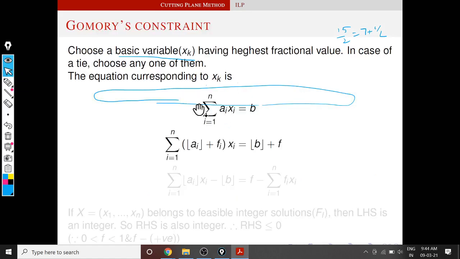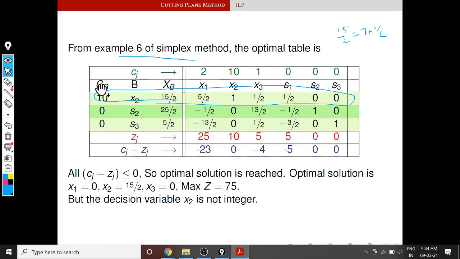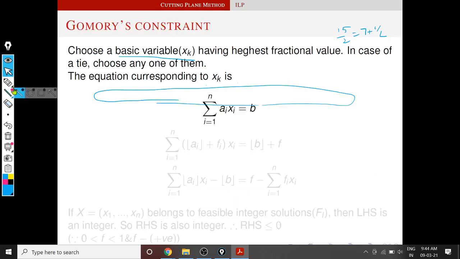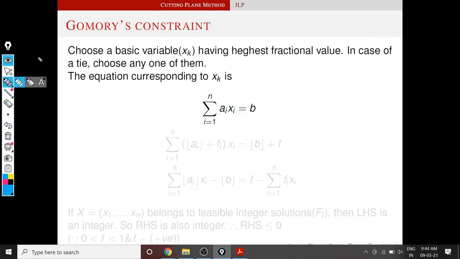So corresponding to the basic variable xk having highest fractional value, we can write the equation sigma i equal to 1 to n ai xi equal to b. In this previous example our basic variable is x2, and what about b? In the previous example b is 15/2, the present value of our basic variable.